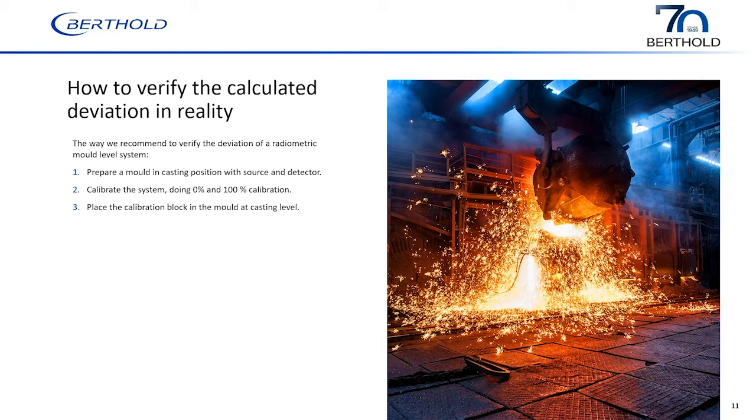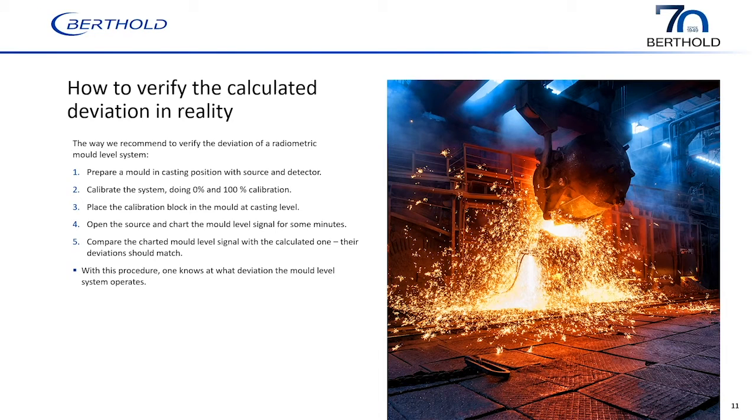We place the calibration block inside the mold at casting level. We open the source and chart the mold level signal for some minutes. Then we compare the charted mold level signal with the calculated deviation, and their deviation should match, which they will. With this procedure, you will know what deviation your mold level system operates at.